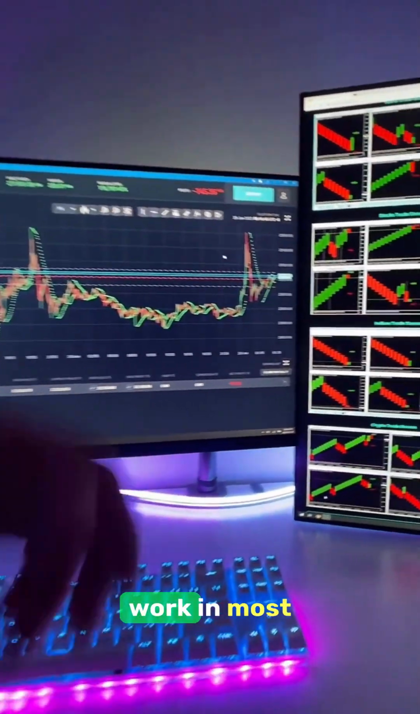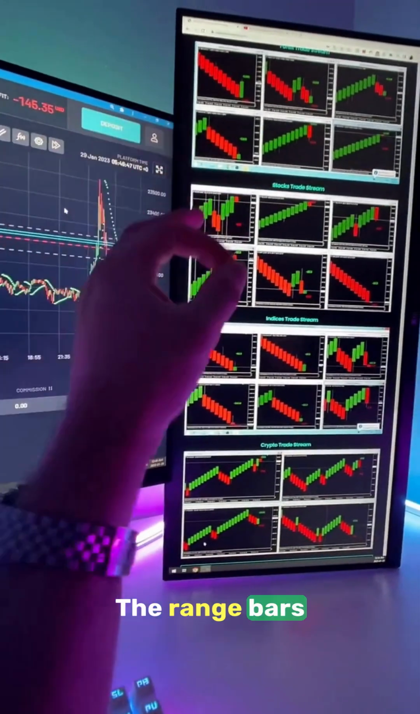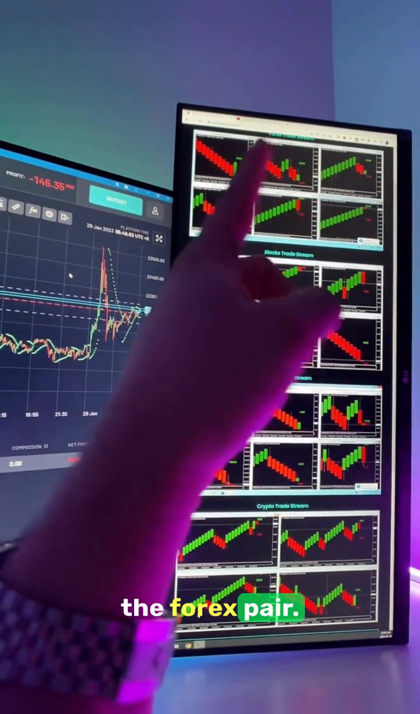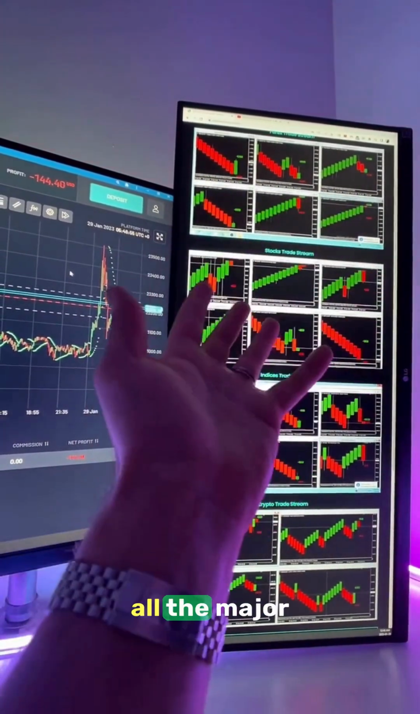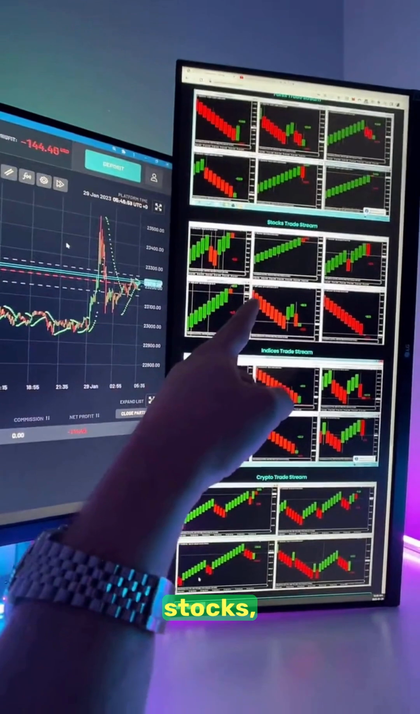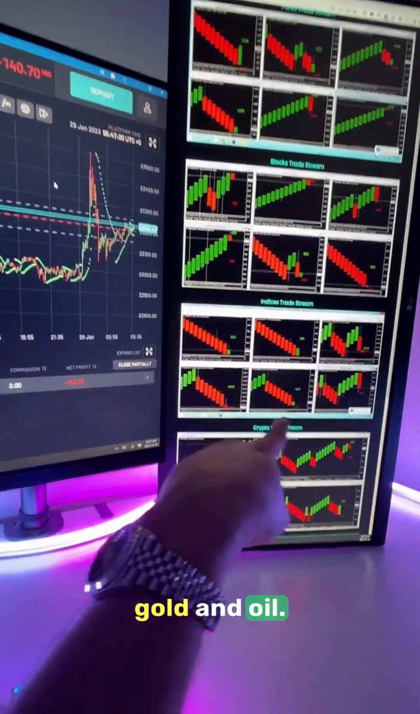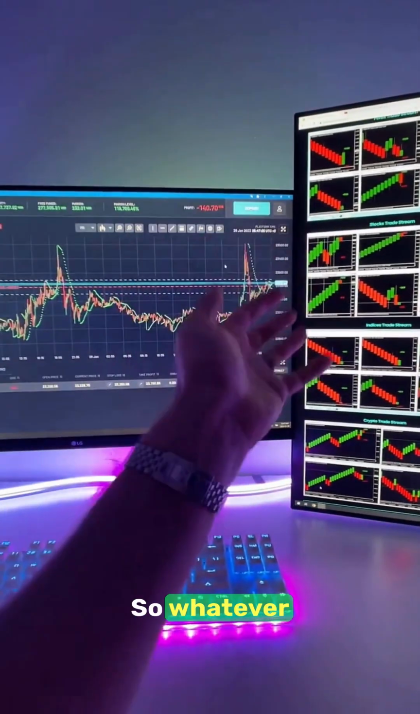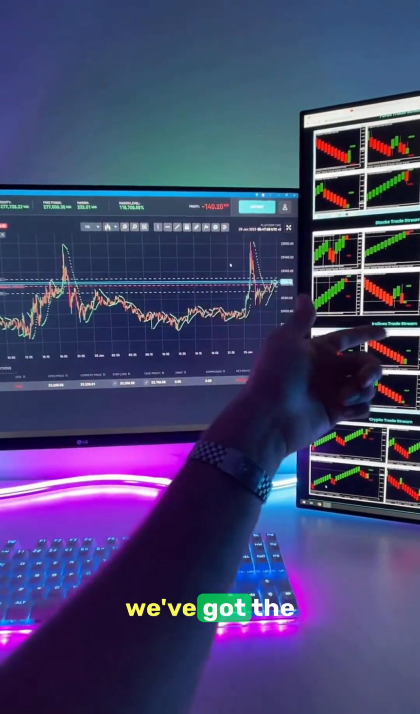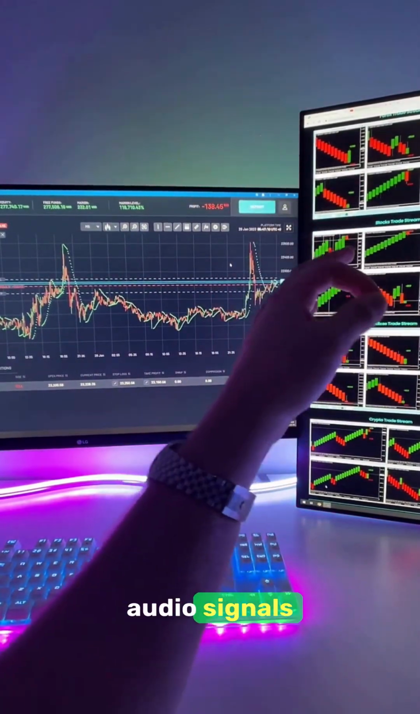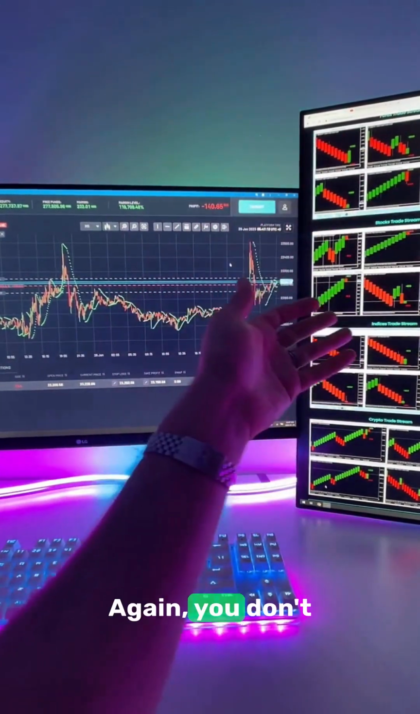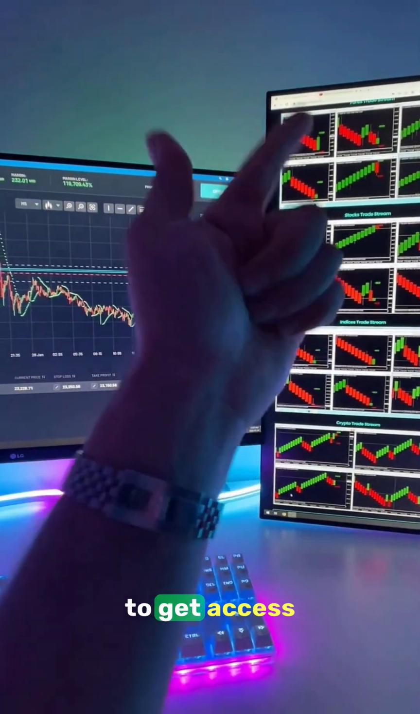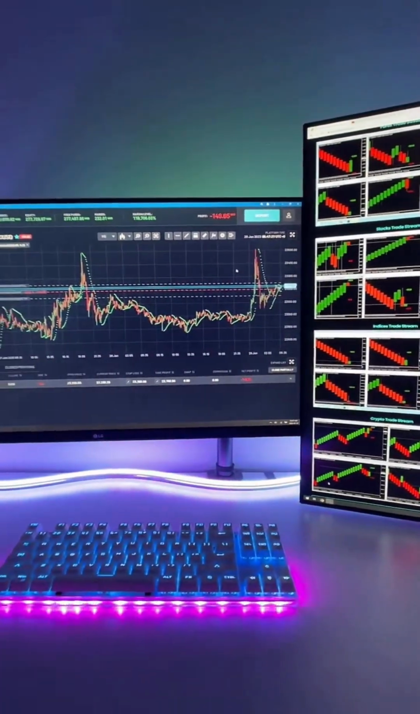And the range bars, do they work in most trade? Okay, so here's the thing. The range bars are amazing. They're running on our website, and they run on the Forex pair. So you guys can see right here, we've got all the major Forex pairs. We've got stocks, we've got indices, we even have gold and oil, and we have crypto, obviously everybody's favorite to trade. So whatever market that you want to be trading, we've got the range bars for you. They do have audio signals that are automated, that run. Again, you don't have to pay anything. All you got to do is give me a follow and join the Discord link in the bio to get access to these range bars.